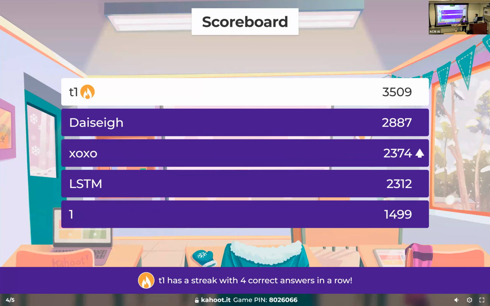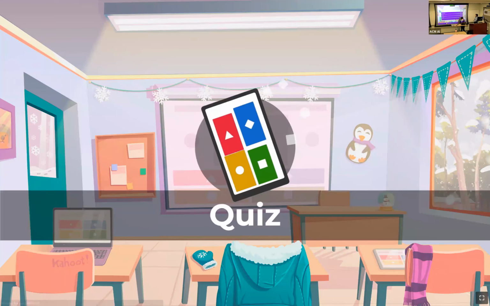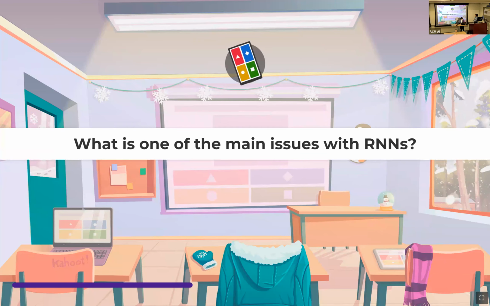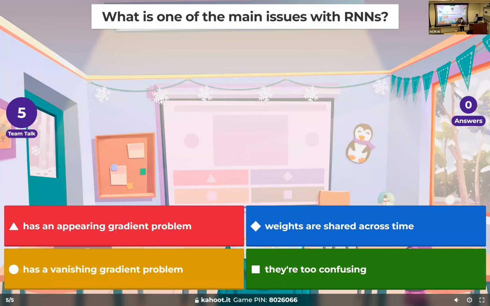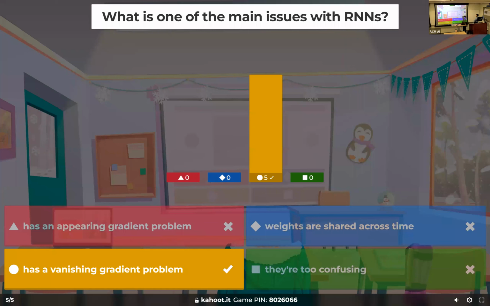All right. T1 still in the lead, but maybe Daisei will be able to catch up. Last question, what is one of the main issues with RNNs? You have a unanimous answer, and it's correct.